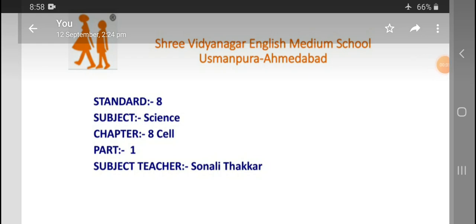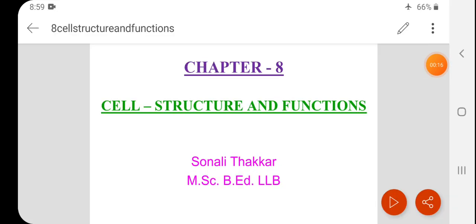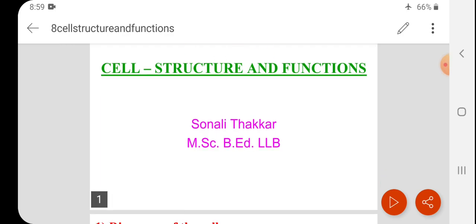Morning, lovely students. Here today, let's begin with a very interesting chapter of biology, chapter 8, Cell, class 8, subject science. Let's begin. So, let's start with chapter 8, Cell, structure and functions.